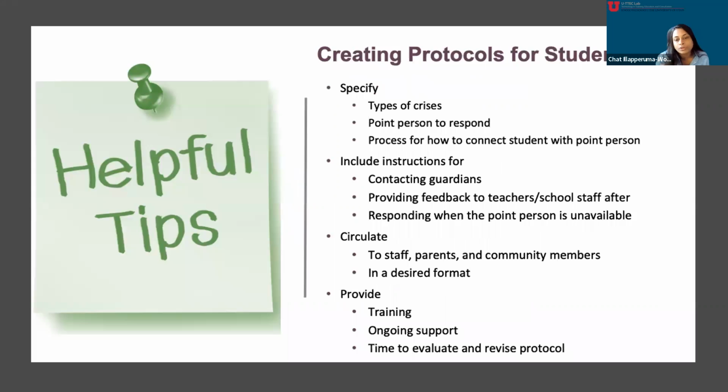So if you don't have a protocol for addressing crisis, or if you feel like you have a protocol but it could use more modification, these tips right here are going to be helpful. All of these resources are available on the full MSGTC training.